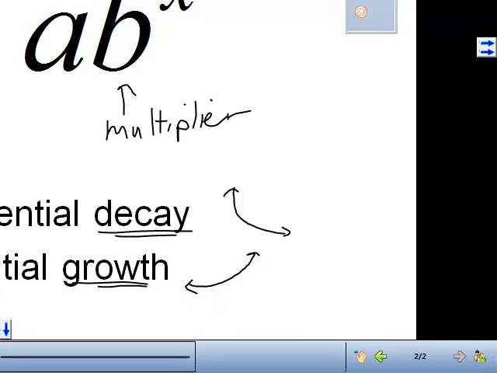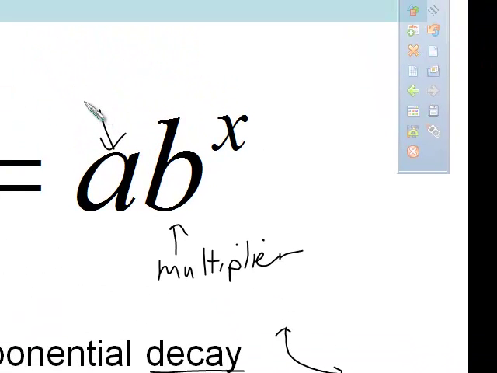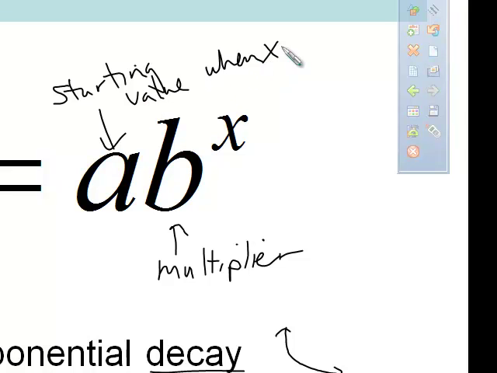And this value a, where does this value of a come from? Well, this is our constant value. This is our starting value. This is going to be the value we have when x equals 0. So whenever the time equals 0, whatever the value for x is, when it's 0, that's going to be our starting value. So if we're given information about how much we start with, that's going to be our value for a. And then our multiplier, again, depending on whether you want growth or decay, is going to be a specific value.